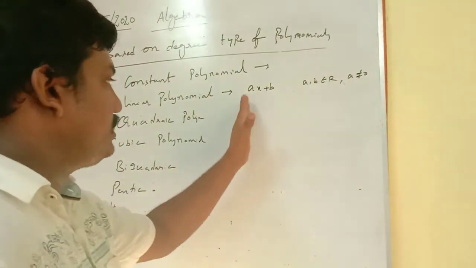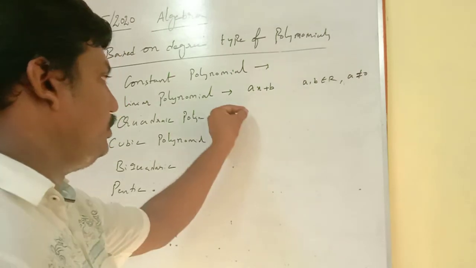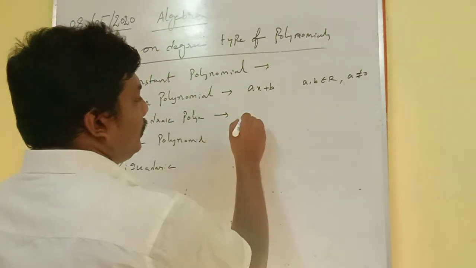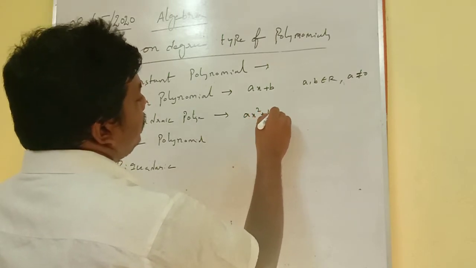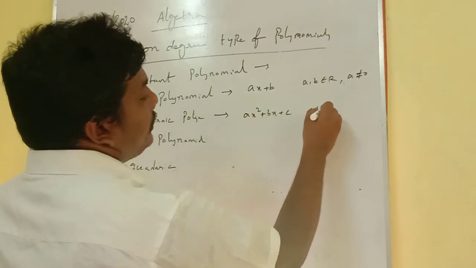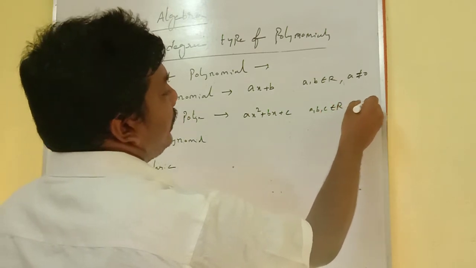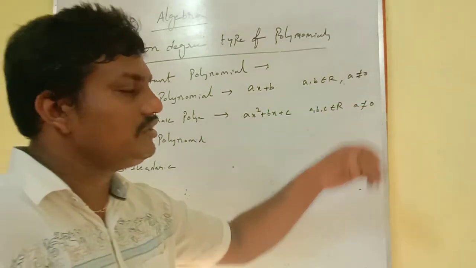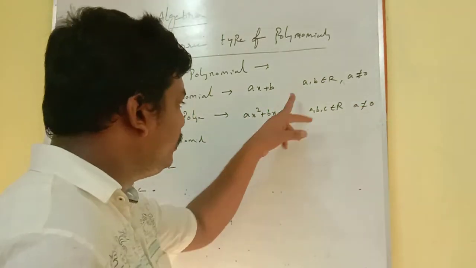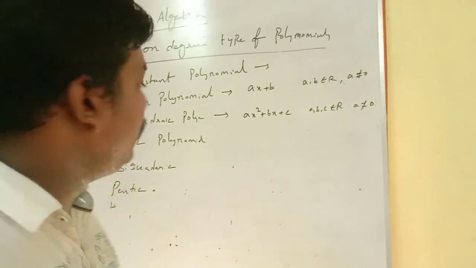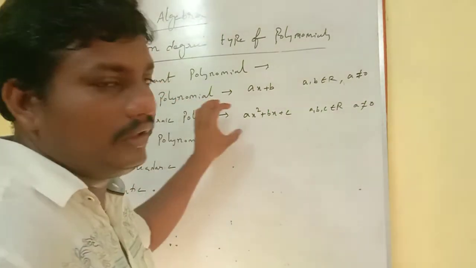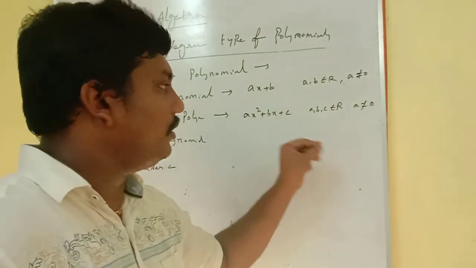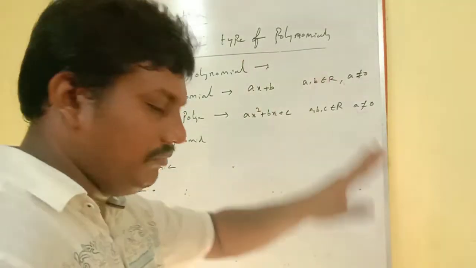A linear polynomial is ax plus b, with one constant term and one variable term. Next, the quadratic polynomial: ax square plus bx plus c, where a, b, c belong to real numbers and a is not equal to 0. Why is a not equal to 0 here? If you take a equal to 0, it becomes a linear polynomial, but our concept is the quadratic polynomial. That's the reason a is not equal to 0, and all the numerical coefficients must be real numbers.